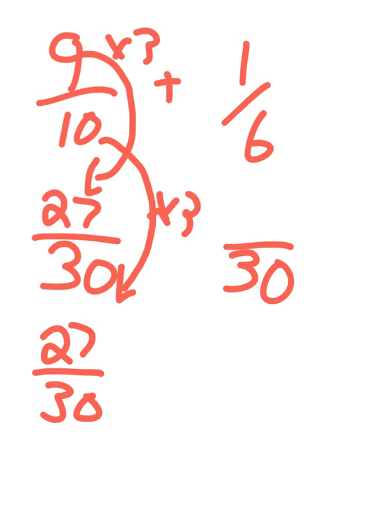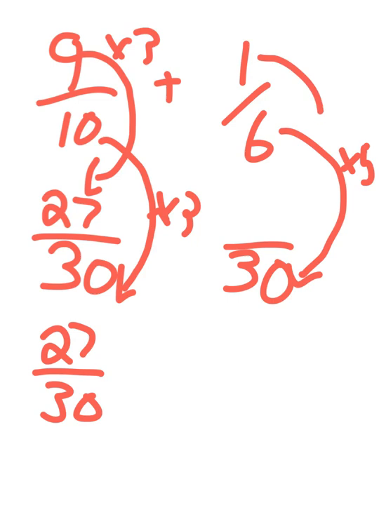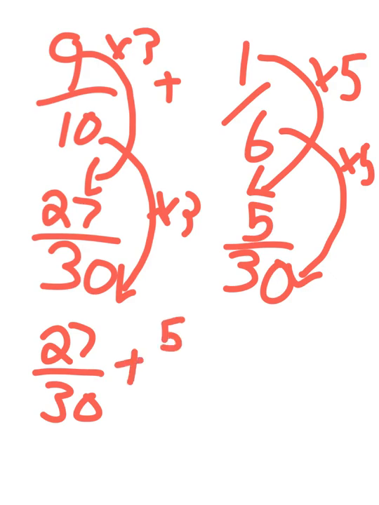Now we can do the same thing here with our 6. To change 6 into 30, we have to multiply it by 5. So since we did that to the denominator, we have to do the same thing to the numerator. So now we have to multiply that 1 by 5, which is 5. And we get 5/30. All right, now we can add it together. We have a common denominator, so 27 plus 5, I'll just count it out. 27, 28, 29, 30, 31, 32. It is 32 over 30.